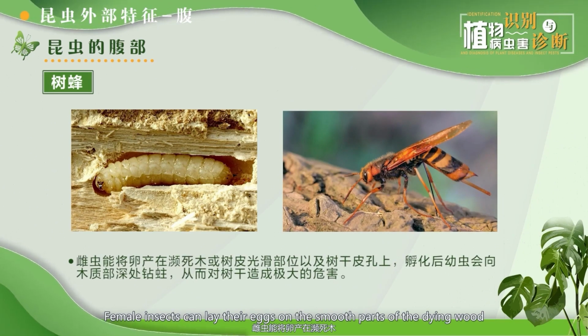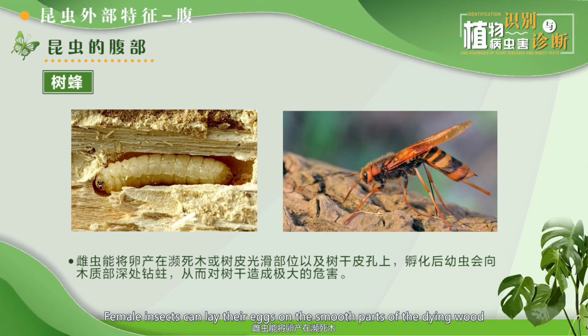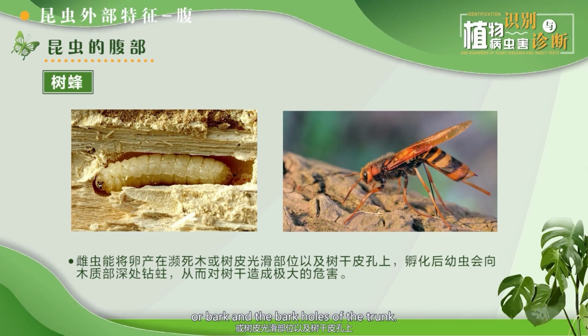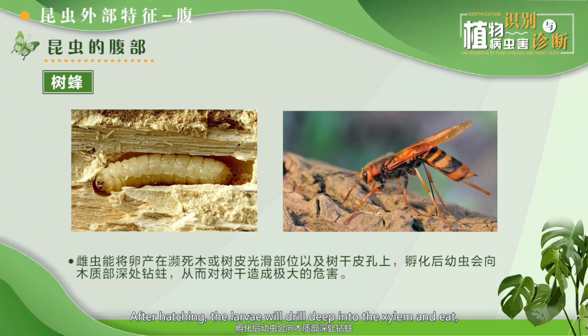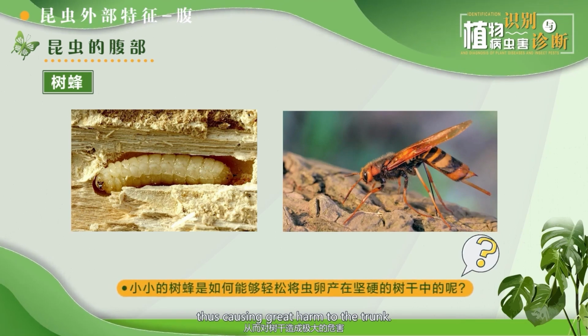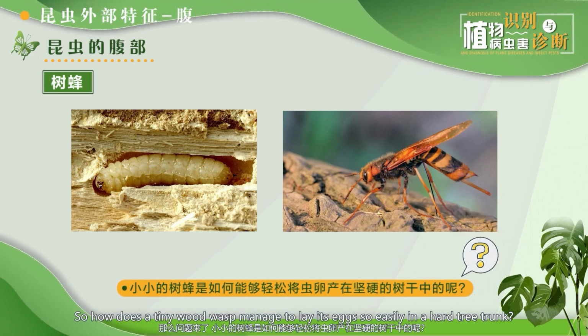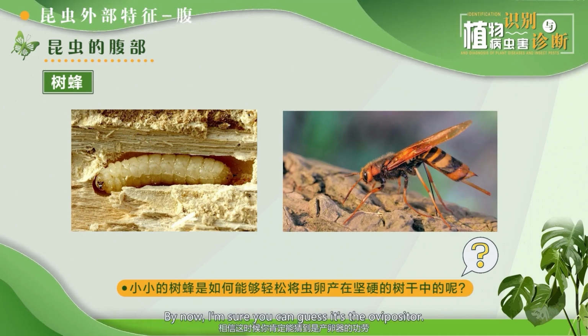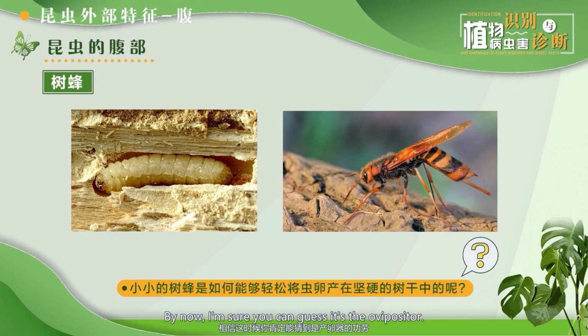Female insects can lay their eggs on the smooth parts of dying wood or bark and the bark holes of the trunk. After hatching, the larvae will drill deep into the xylem and eat, thus causing great harm to the trunk. So how does a tiny wood wasp manage to lay its eggs so easily in a hard tree trunk? By now, I'm sure you can guess it's the ovipositor.